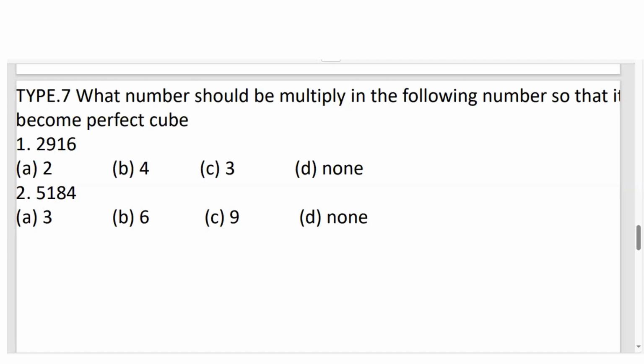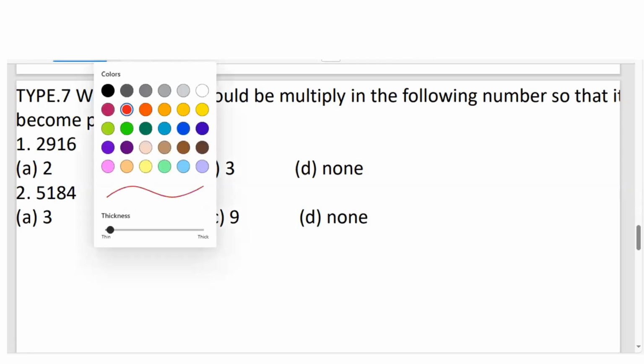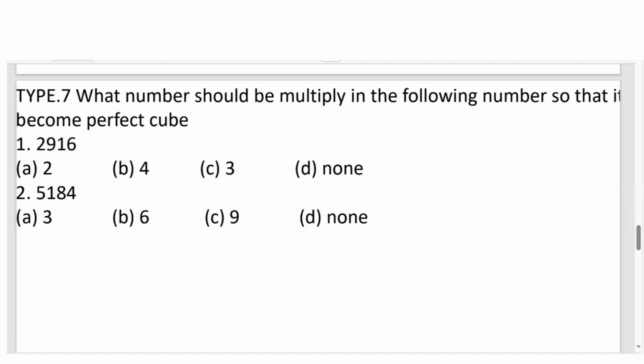Hello everyone. Today I'm going to start a very important topic of quantitative aptitude, that is square root and cube root. In square root and cube root, we have already completed the cube root in the previous class. Now this is type number 7. Let us see what this type number 7 question is. We will do this question in a very simple way.